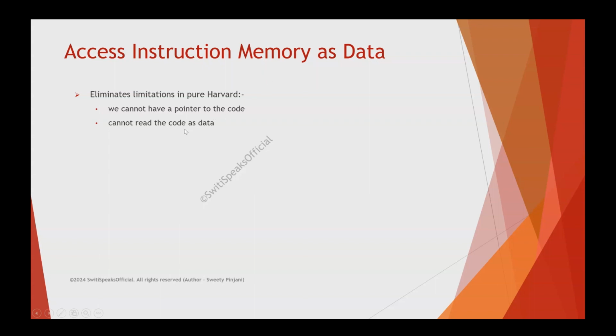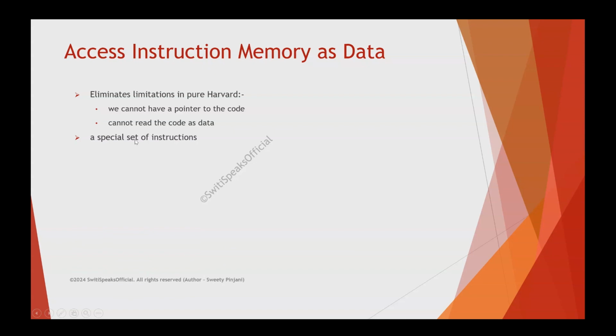In pure Harvard architecture, you cannot read code as data. Since you cannot treat code as data, if you remember, code memory is read only memory. It means the code is fixed. You can't edit the code at all. It is not possible to reprogram your instructions in case of Harvard architecture. But in case of modified Harvard architecture, you can read your code as data. So you can reprogram your code. You have these flexibilities in modified Harvard architecture in case of access instruction memory as data.